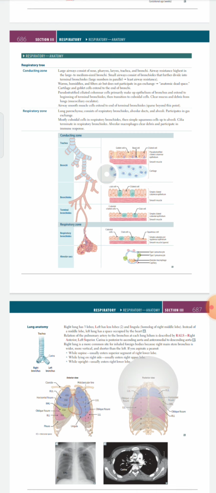So basically, the trachea and bronchi are the only portion of the conducting zone that contain cartilage. The cartilage of the trachea is C-shaped and the bronchi cartilage is like irregular plates. Second thing, they also contain smooth muscle. The highest proportion of smooth muscle is present in the bronchioles.